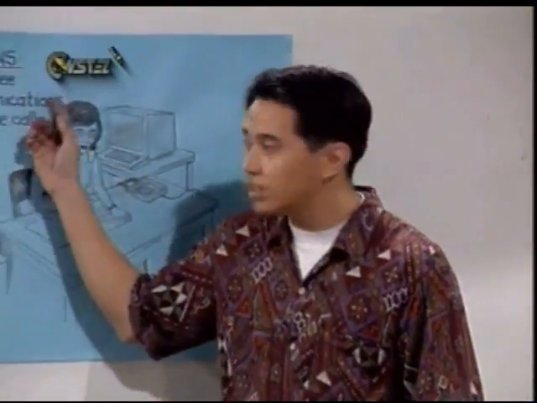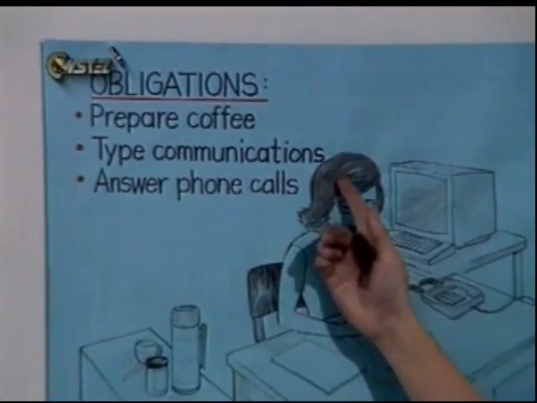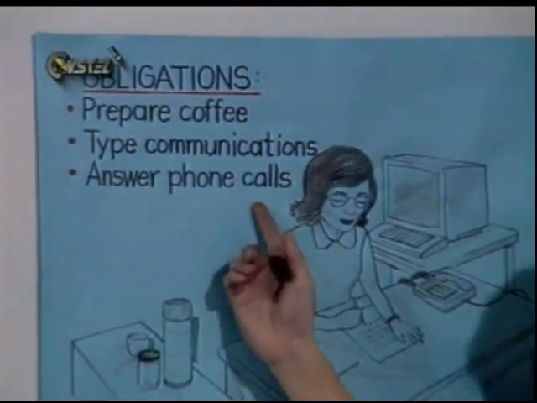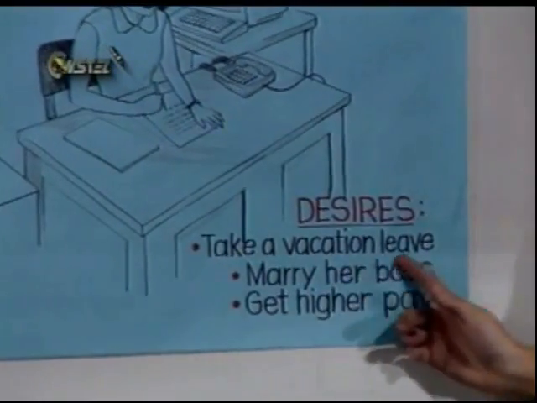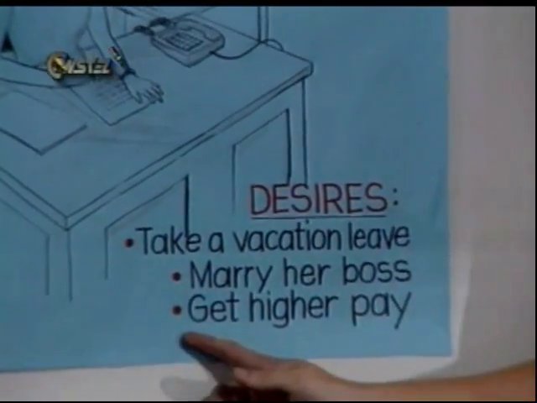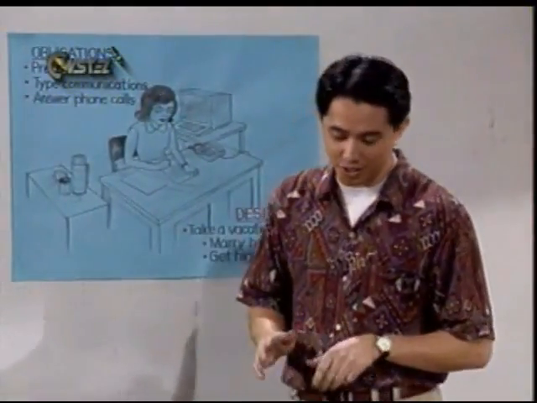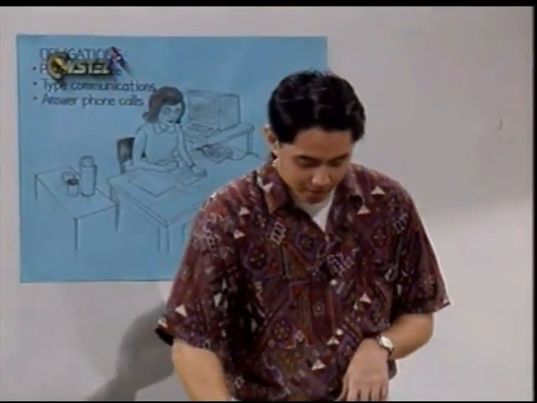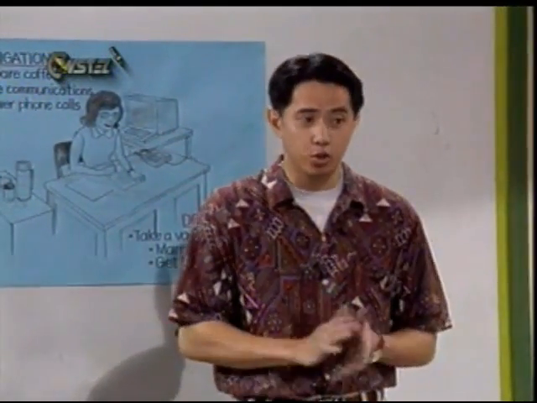That is John. All right, now class, this is Miss Pascual. Her obligations are, first, to prepare the coffee. 2, type communications. 3, answer phone calls. And her desires are 1, take a vacation leave. 2, marry her boss. And 3, get a higher pay. All right? And here are my questions.